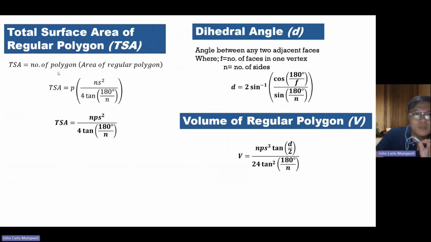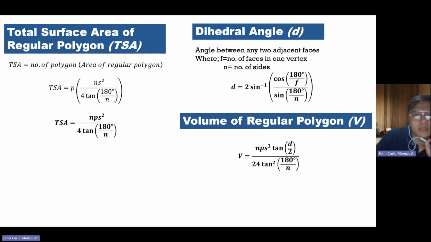Okay. So, for the total surface area or TSA of a regular polyhedron. Dapat to. So we have number of polygons, or number of faces, I should say, times the area of the regular polygon. So we're done with our plane geometry.